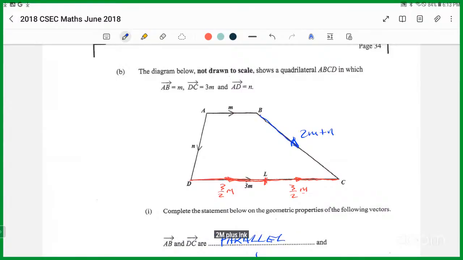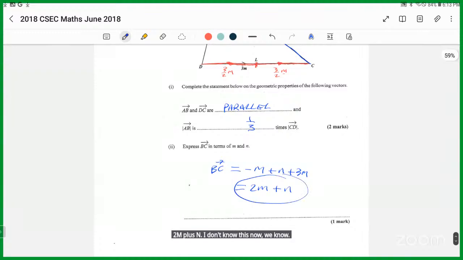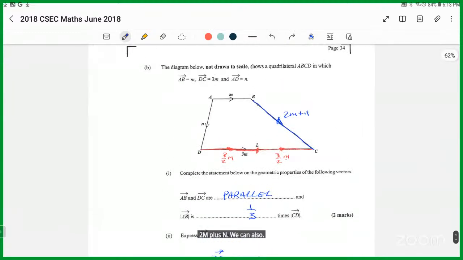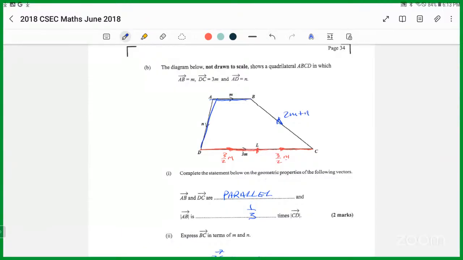Can we know this now? We work it out now. See it here? It's 2M plus N. We can also come down here with the BC and then go back here to reach L with the minus 3 over 2M. Your choice, it doesn't matter. But I think most persons would prefer to just stay on these pathways and come here first, come down here and then go there. Same difference, you're going to end up with.